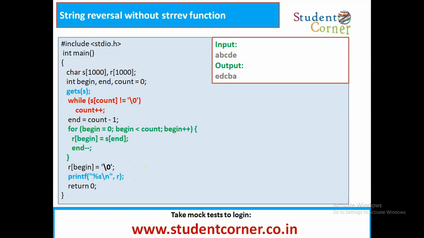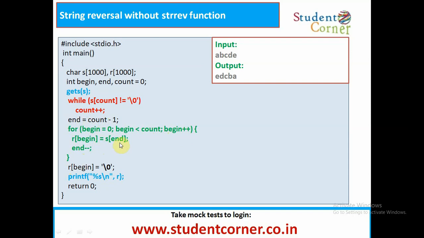Coming to the second one, without using the string reverse function. We need to take two strings, s and r. First we need to read the value of s. After that, we need to know how many characters a string contains without using the string functions. So not only strrev, we are also not using any string functions at all. We need to count the characters until we reach the end of the string. Then end is equal to count minus 1. So what we are doing is, for begin equal to 0, begin less than count, begin plus plus, r of begin is equal to s of end.